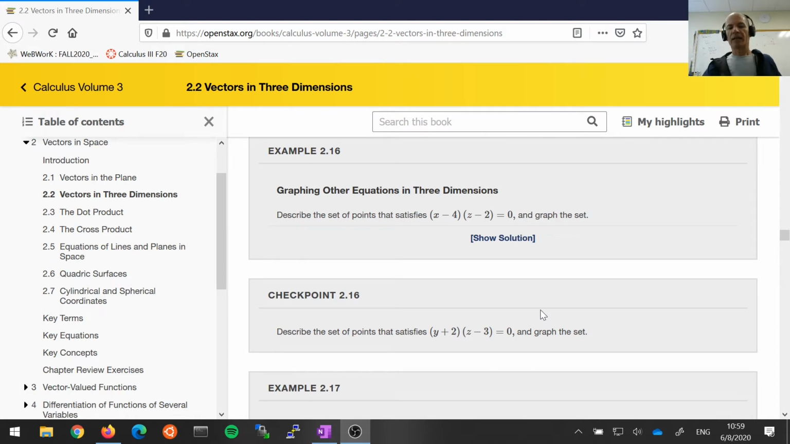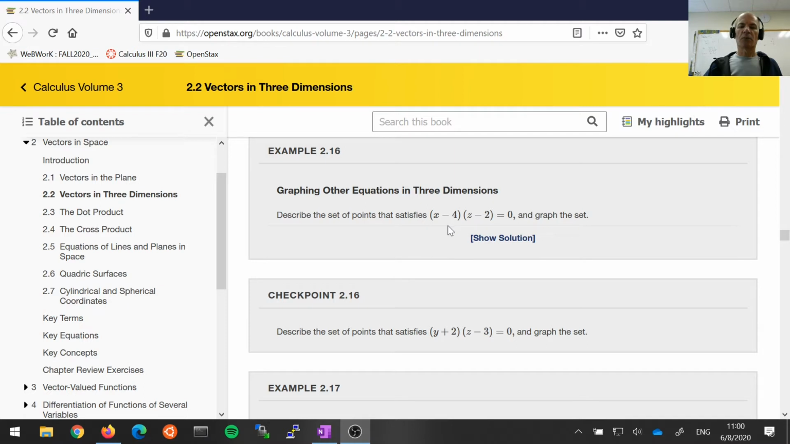At this stage of the game, we can't really graph too many other kinds of equations in 3 dimensions, but we can do a couple of things. For example, this equation, (x minus 4) times (z minus 2) equals 0, is a set of points that we can graph. x minus 4 is the collection of points whose x-coordinates are 4. z minus 2 is the collection of points whose z-coordinates are 2. If this equation is to be satisfied, one or both of those conditions must be satisfied. So this is kind of an or.